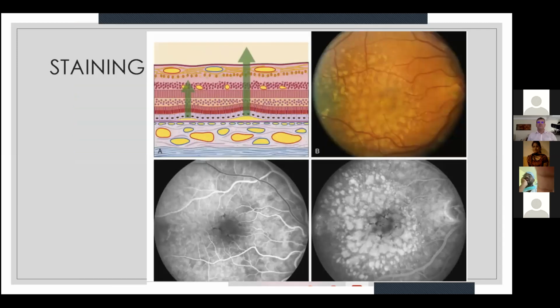Coming to staining. Staining is another type of hyperfluorescence where there is an increase in intensity, but there is no increase in size, as we can see in this picture in a case of drusen.